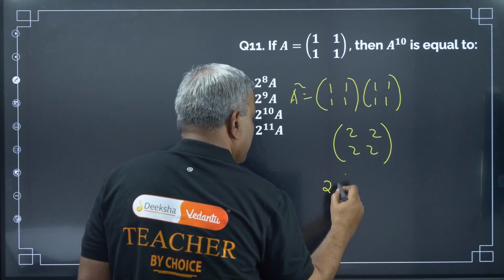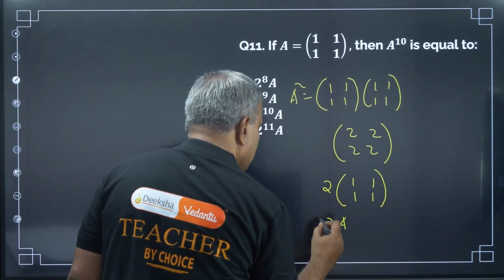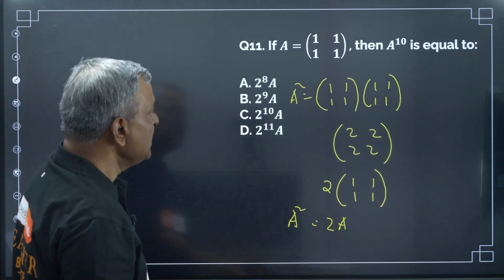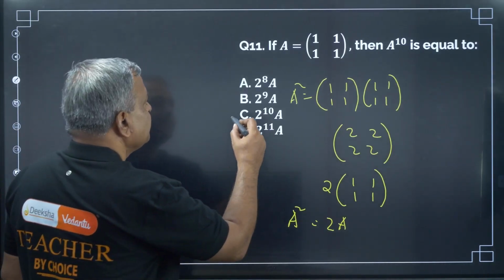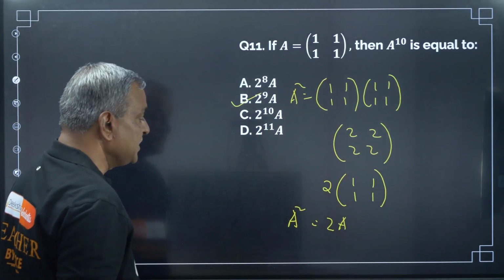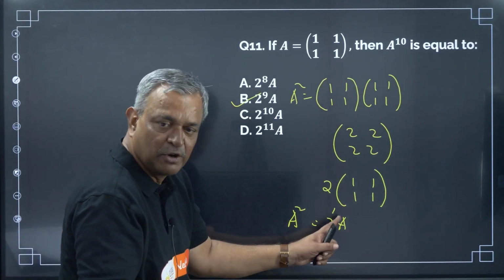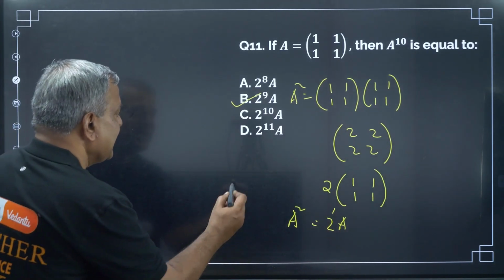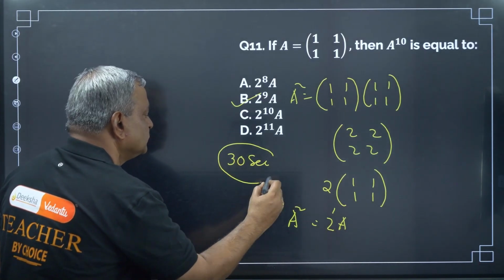This can be written as 2 into 1 1 1 1. Okay, this is nothing but 2a, which is equal to a square. A square is equal to 2a. So keep on doing a to the power 10. I think option B is correct. You get 2 to the power 9, because a square you get 2a. So a to the power 10 will give you 2 to the power 9, 1 less. So it will take hardly 30 seconds, not beyond that.